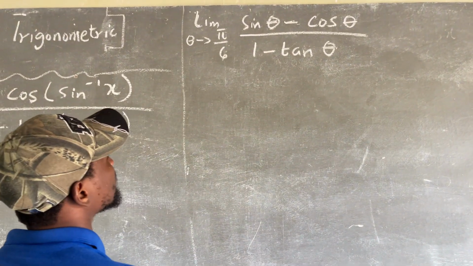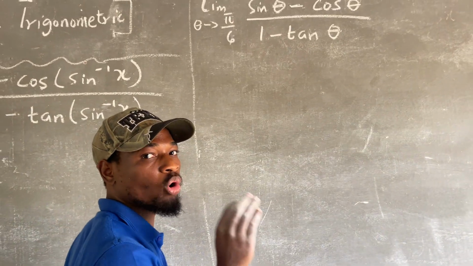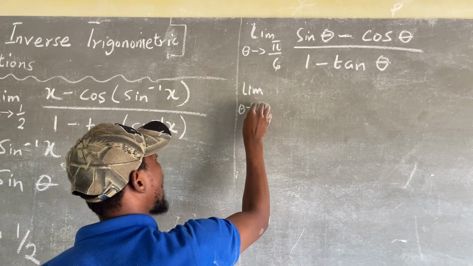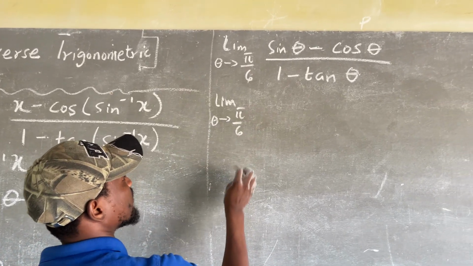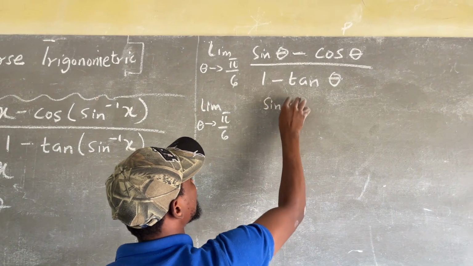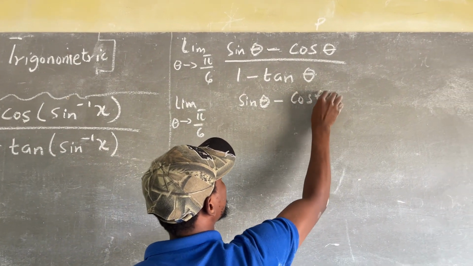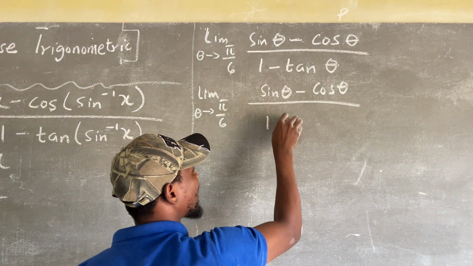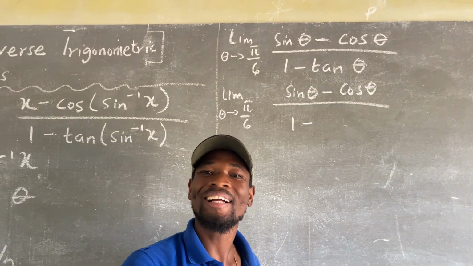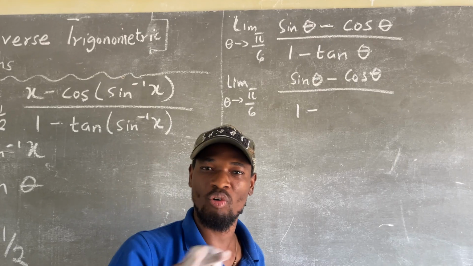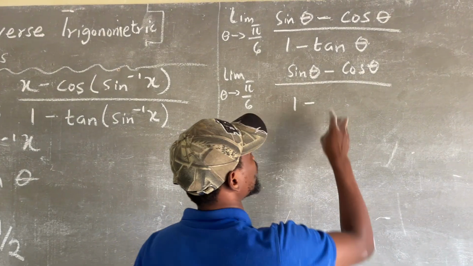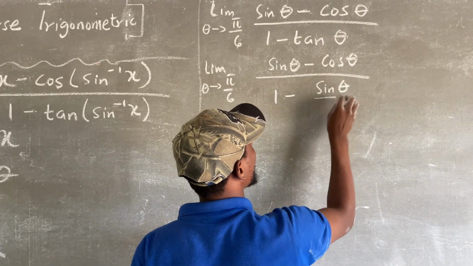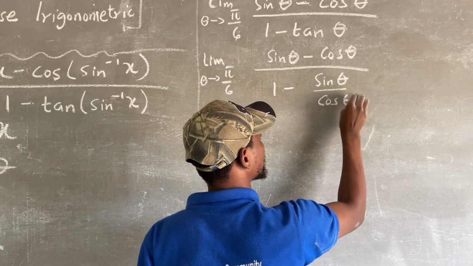Alright? So viewers, in order not to confuse you, let me go step by step. This is the same as limit as theta approaches pi on 6, then I have sine theta minus cos theta, then over 1 minus, from basic trigonometry, tan theta is the same as sine theta over cos theta, right? So wherever I see tan theta, I'll put sine theta over cos theta.